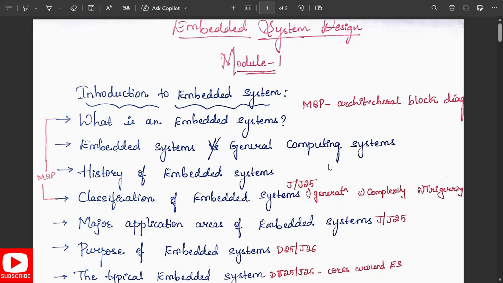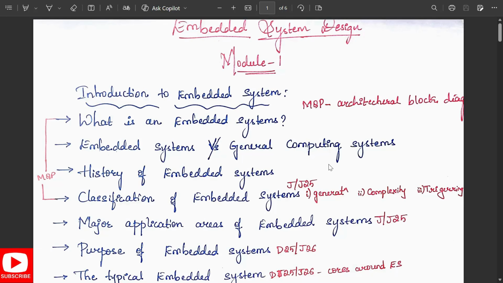This is the Embedded System Design subject of VTU 6th semester, module 1, where we'll be discussing the introduction to embedded systems. Here I have prepared the notes by referring to the textbook, the model question paper, and the previous year question papers, that is December 2025-26 or June/July 2025 of the previous year paper.